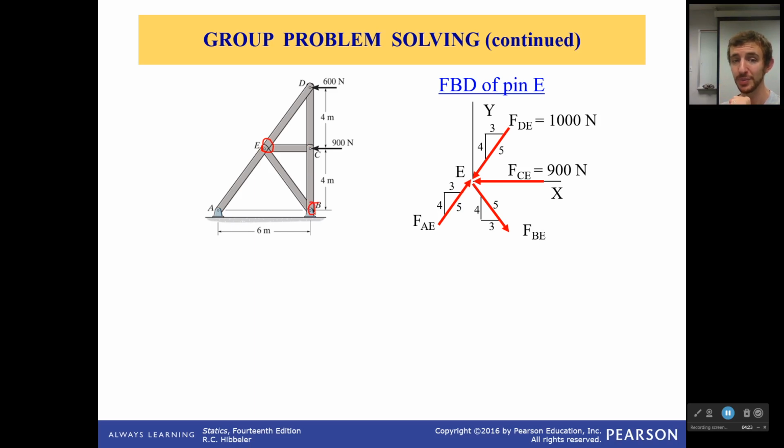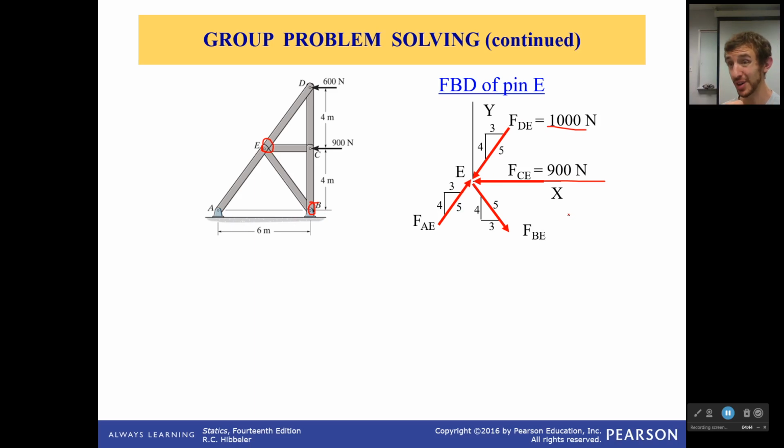If I had chosen point B instead, I might have been able to get away with that. But then I'd have to solve for the reaction forces. So there's issues with that approach as well. So, pros and cons of both. So at point E, we have all these forces. We know that force DE is 1,000. We know that force CE is 900 newtons.